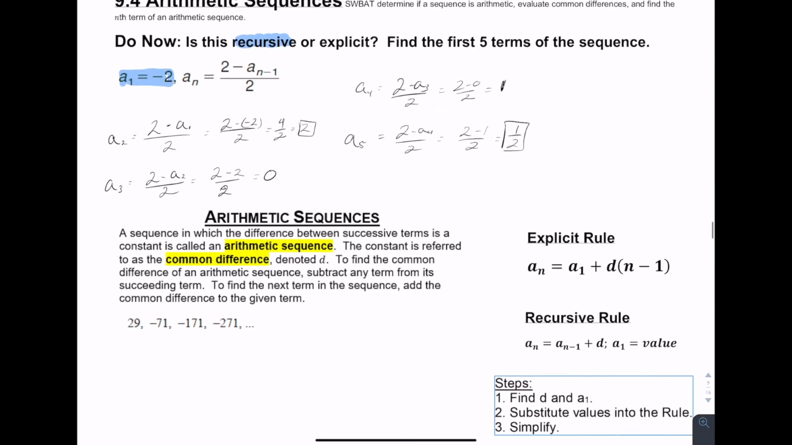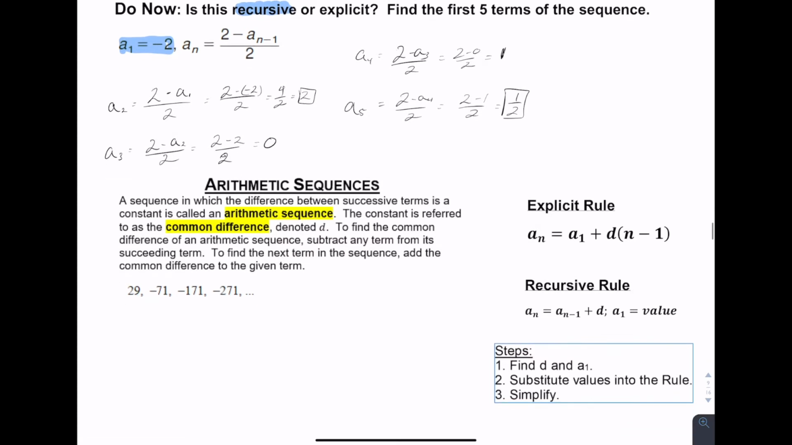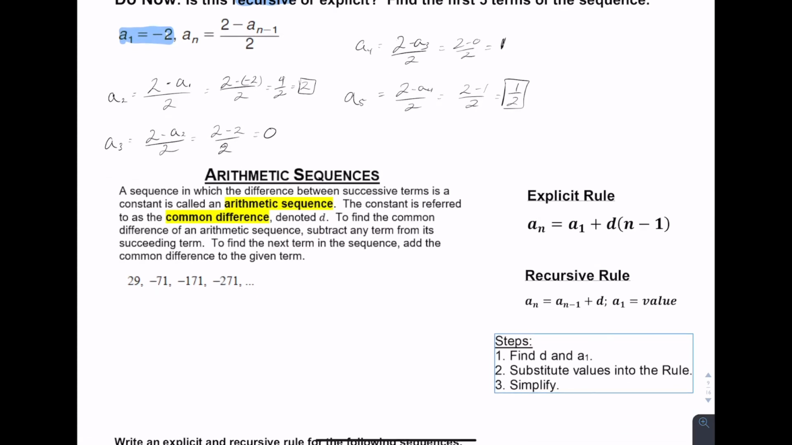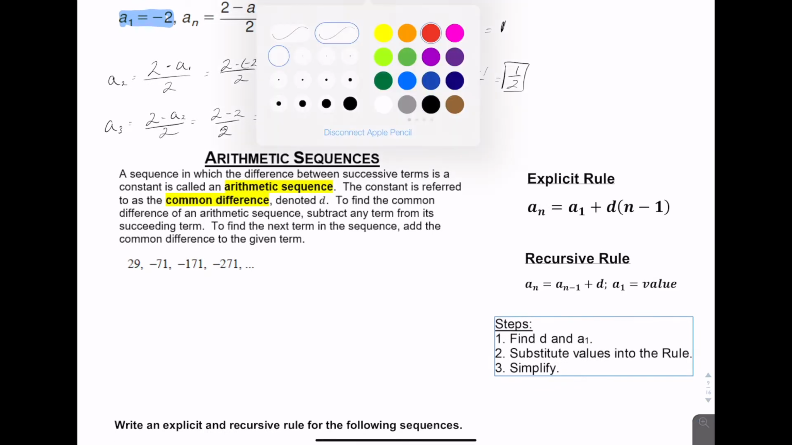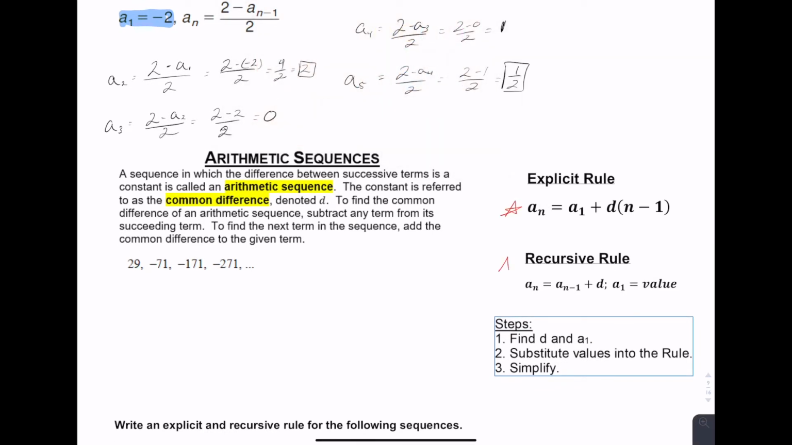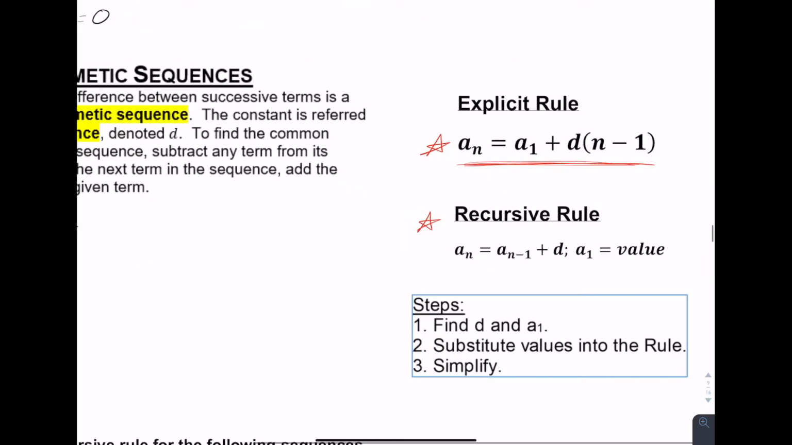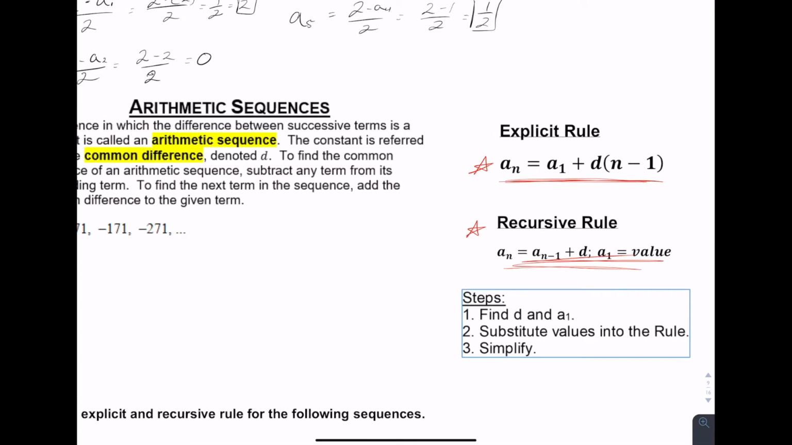Now, of course, they give us a formula, we plug and chug, and we get a list of numbers. But what if they give us a list of numbers and then they want us to create an equation? Well, here are two things you need to figure out, okay? There's the explicit rule and the recursive rule. Here's the basis of every explicit rule and the basis of every recursive rule. And so you need to figure out what A1 and D are, and then we would be perfectly fine.